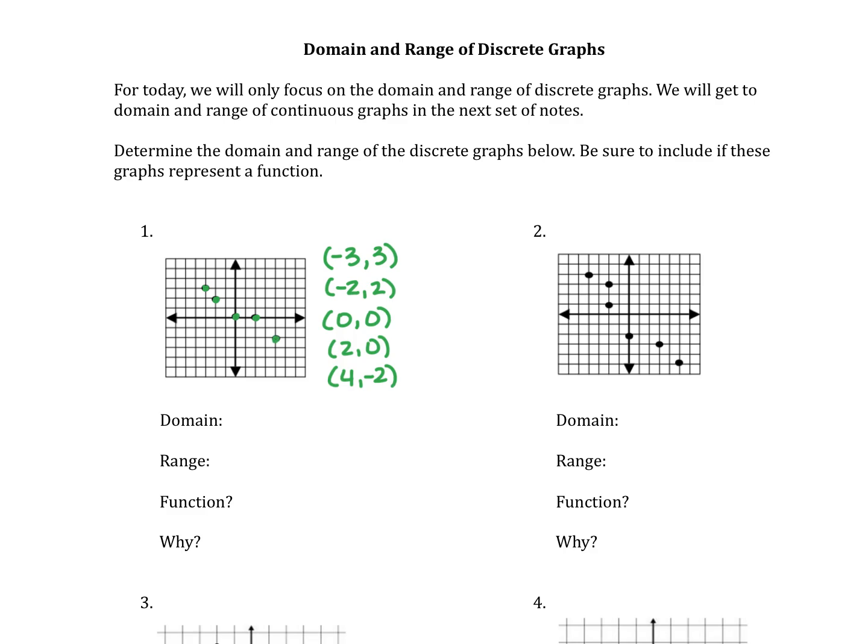All right, once we have those, I'm going to focus strictly on my x values because remember that's my domain. And I'm going to write those least to greatest in a set of brackets. So -3, then -2, 0, 2, 4. Close my bracket. For my range, I'm going to focus on just my y values. Remember, again, least to greatest, and you don't have to duplicate. So smallest one is -2, then I have a 0. I do not have to write the second 0, and then 2 and 3.